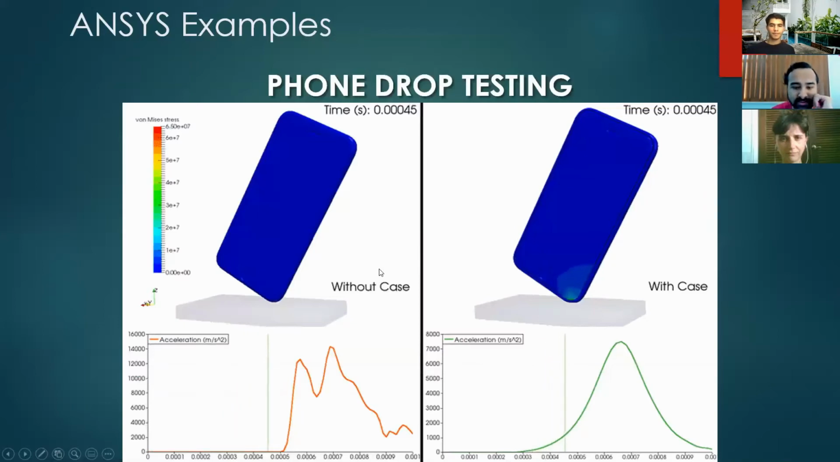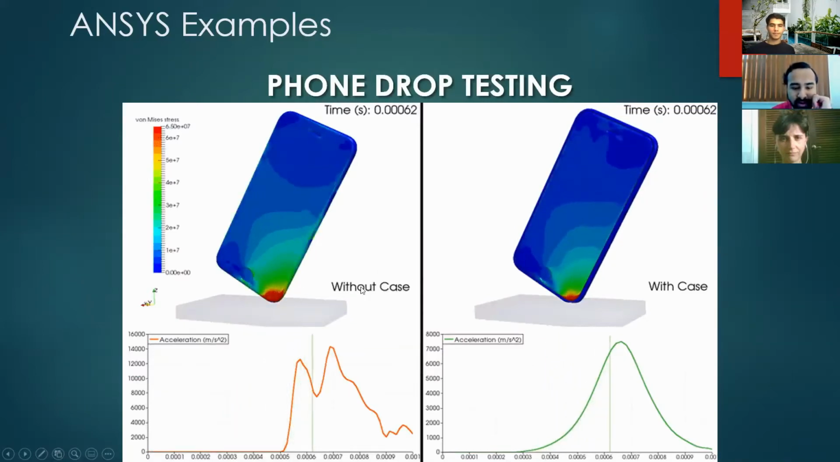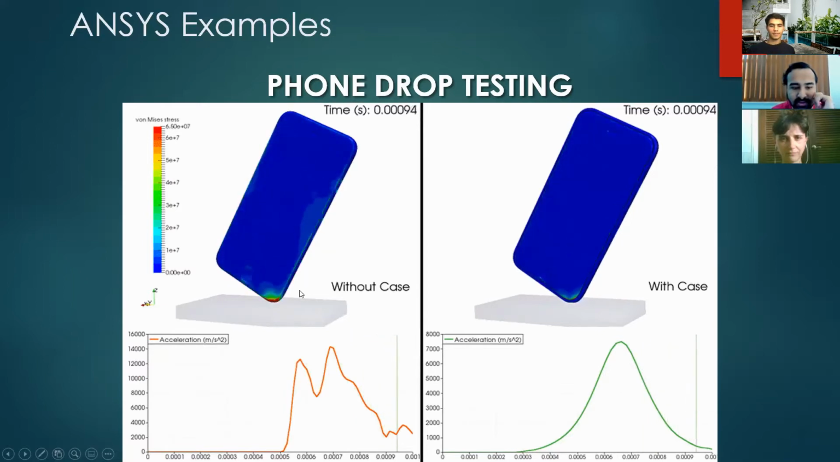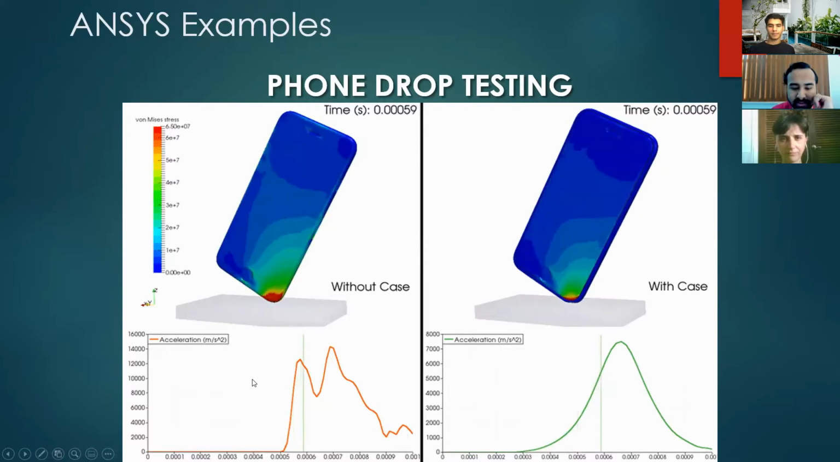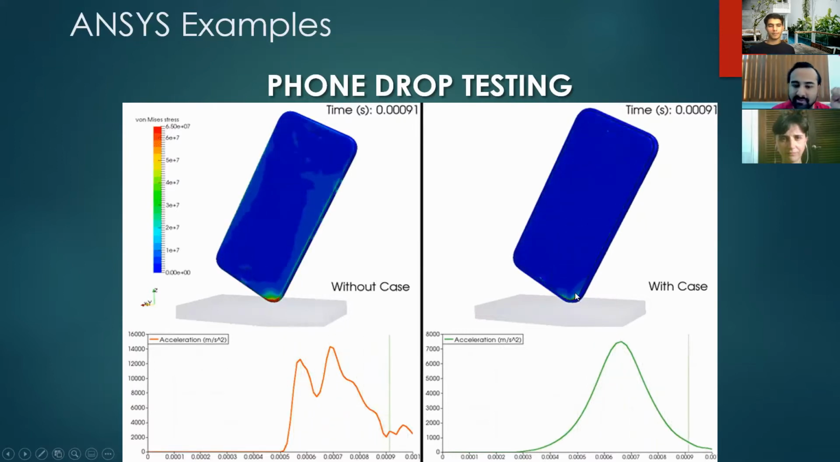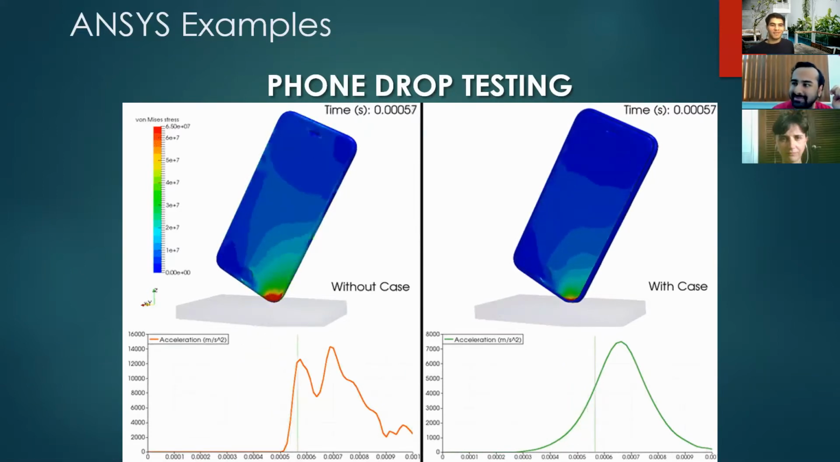Next thing you have is this phone drop test. So on the left is without a phone case, and on the right is with a phone case. So you can see here the stresses are actually much larger without a case than with one. And you can also see here the accelerations that you can get are much more varied without a case than with one. So I guess this is evidence that you really should have a phone case on your phone.